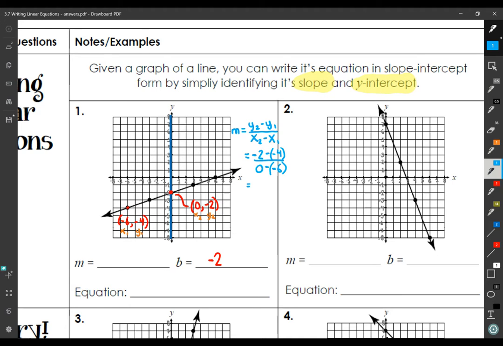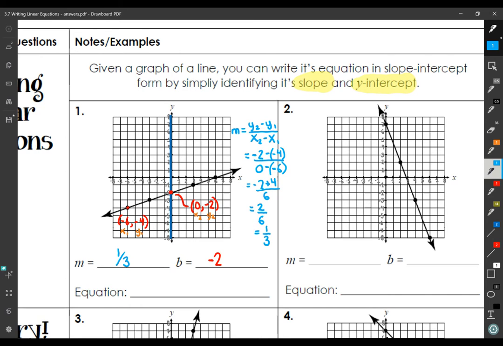So I'm going to continue to simplify my work. -2 plus 4, right? And this becomes 0 plus 6, or I'll just write 6. Okay, and then we simplify the top some more. So -2 plus 4, that's just 2 over 6, and we simplify that as far as we can go. 2 over 6 becomes 1 over 3. So our slope is 1 over 3.